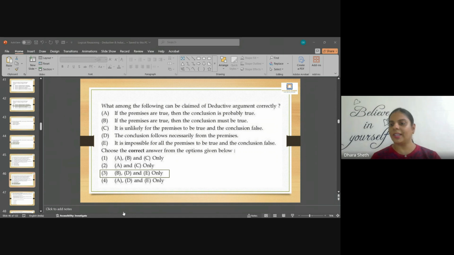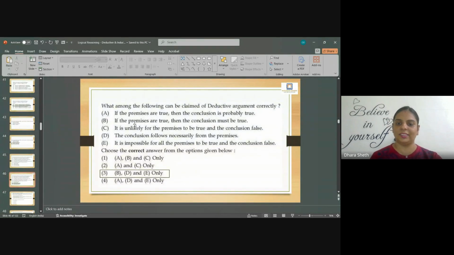The answer is 3. Why? It's the usage of words. See, it's saying "probably." Where do we use the word probably? Inductive reasoning, not in deductive. Deductive talks about "must be." There's no "probably" when it comes to deductive reasoning. It is true or false.